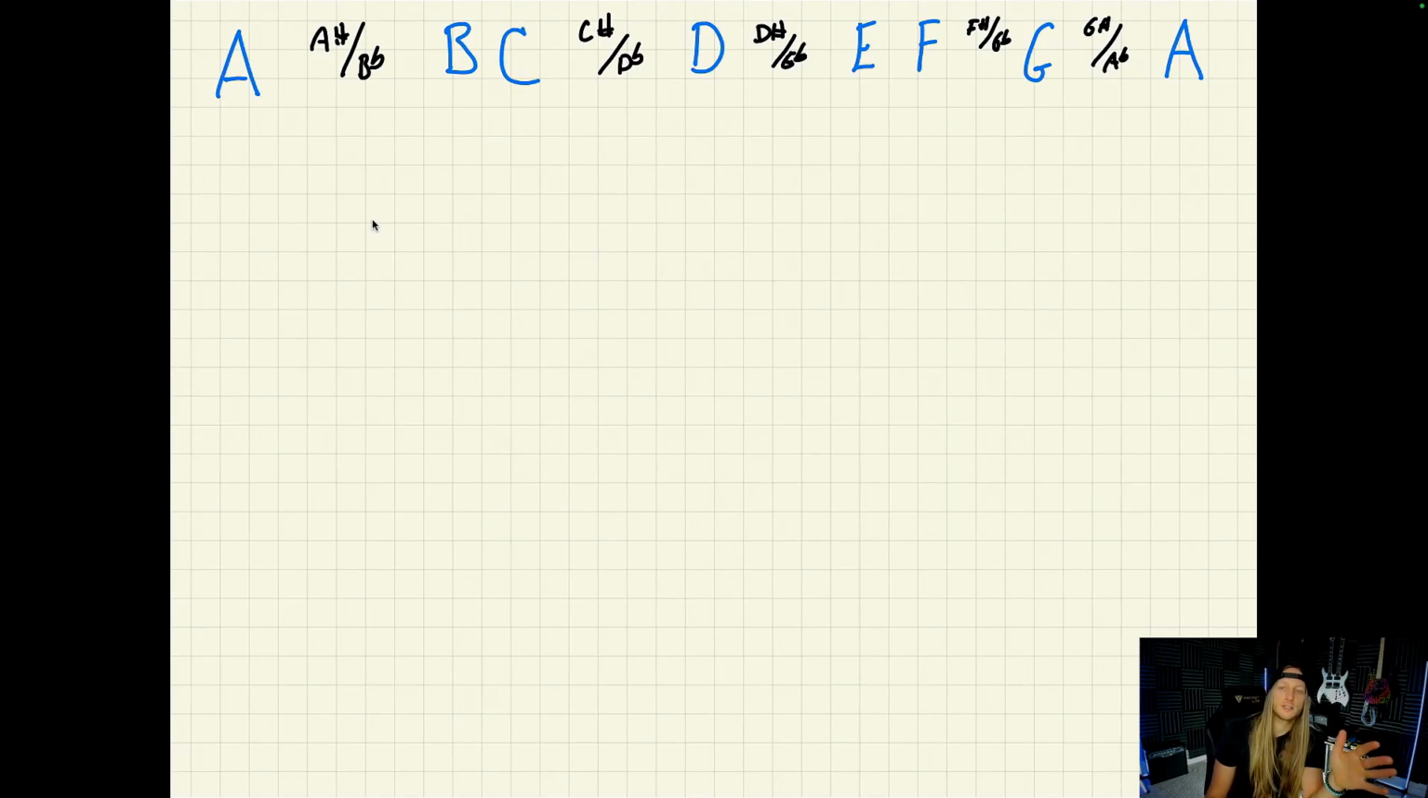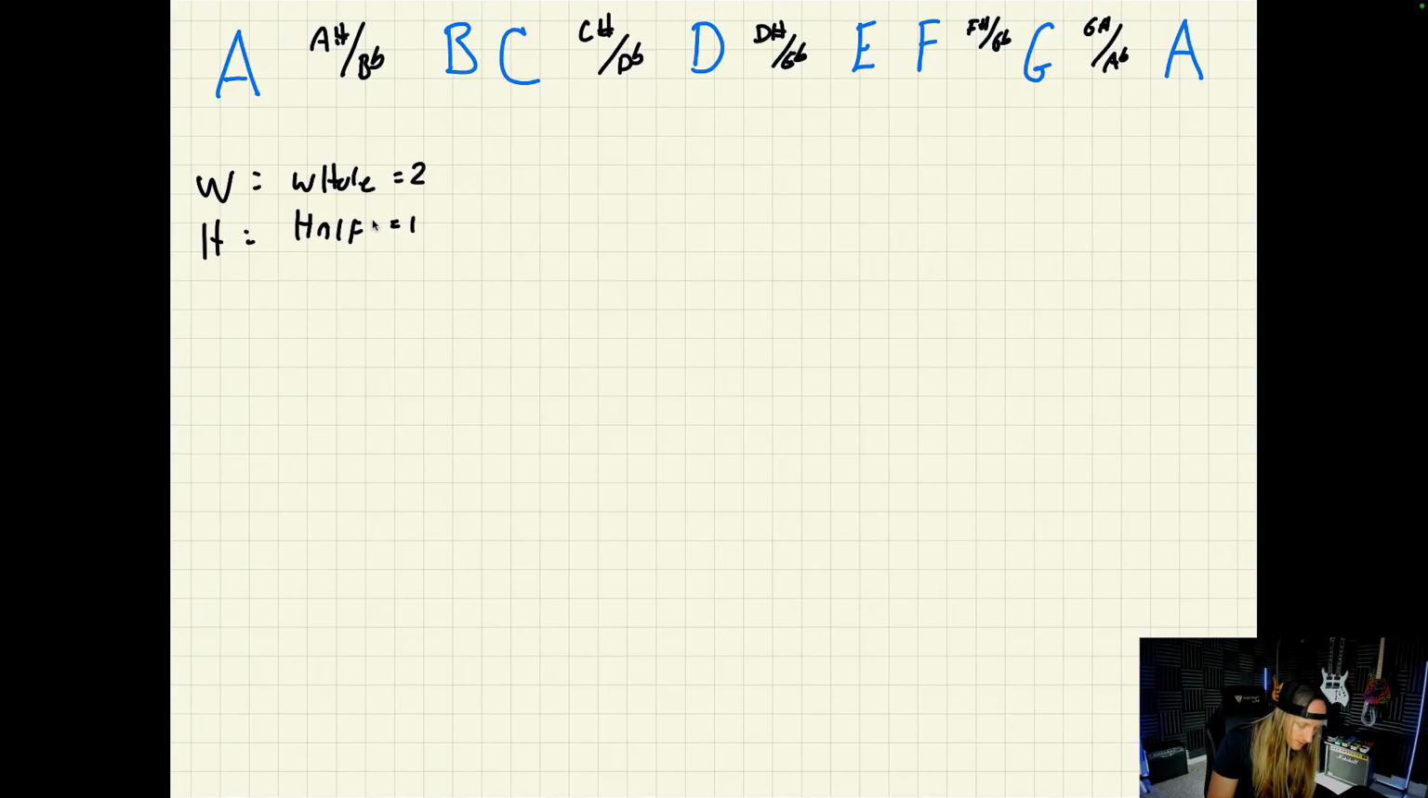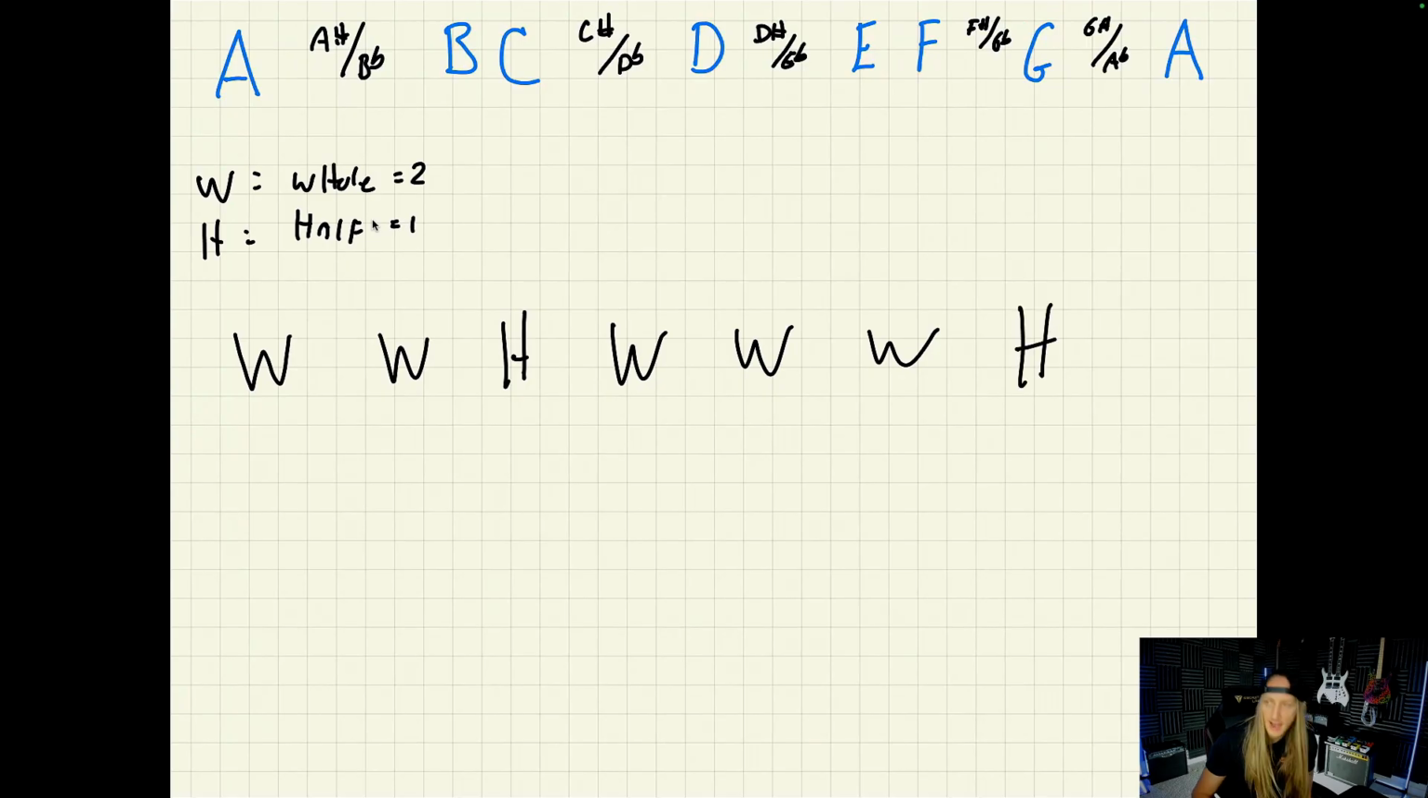So what happens is we have formulas to extract out different scales from the chromatic scale, okay? And what we have here, I'm going to put a W equals a whole step and a H equals a half. Whole step equals 2, half step equals 1. I'll put that up. Okay. So for a major scale, here's the formula. It goes whole, whole, half, whole, whole, whole, half.